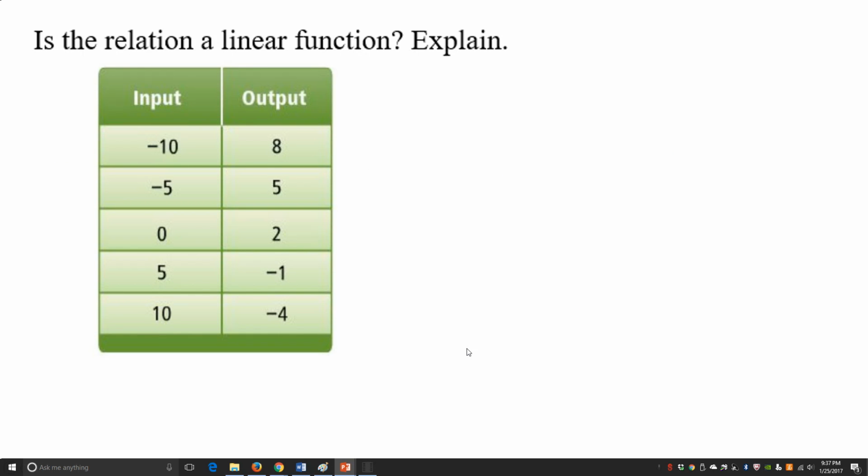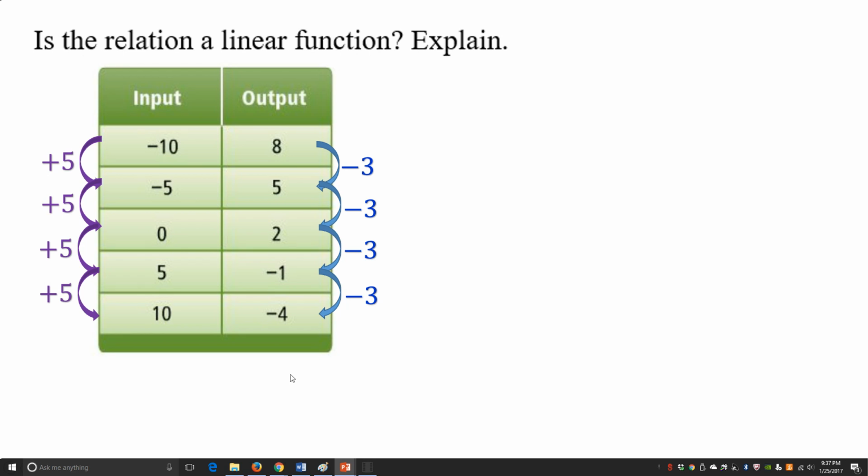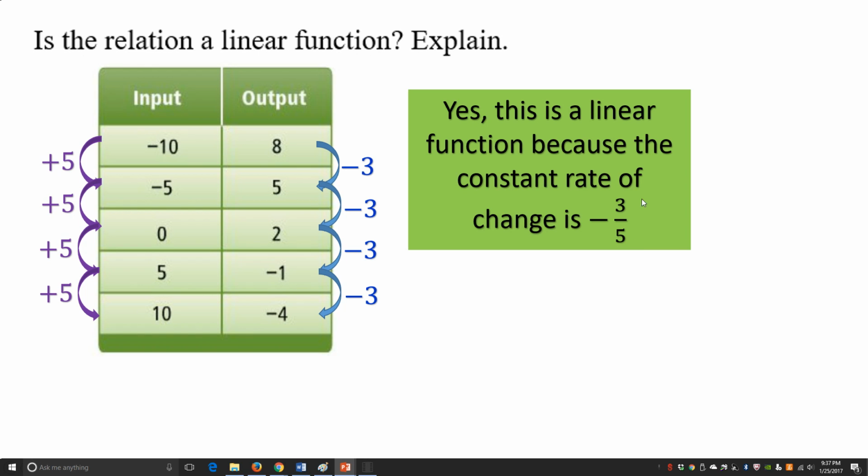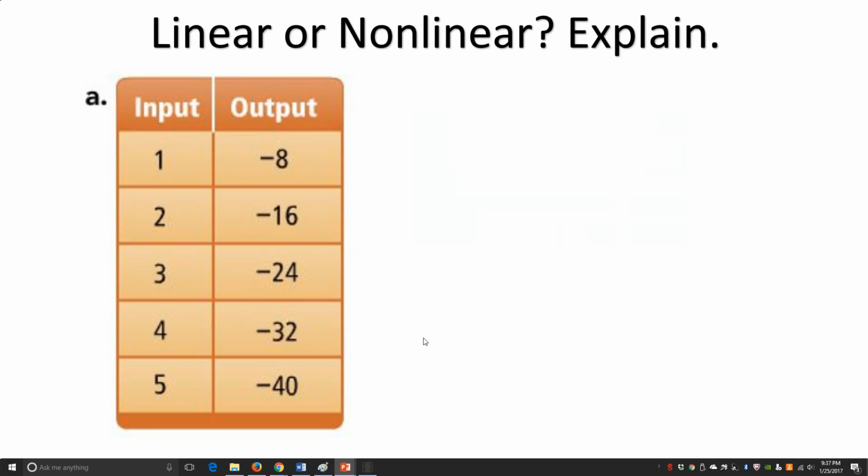So I'd like you to try this one. Looking at it, is the relation a linear function? You could always use the back of your notes, the blank side, if you want to use any scratch paper. So if you look, this is a -3, -3, -3, -3. And on this side, it's going +5, +5, +5. And therefore, what is the rate of change? The rate of change is -3/5, and it is a linear function because this is a constant rate of change.